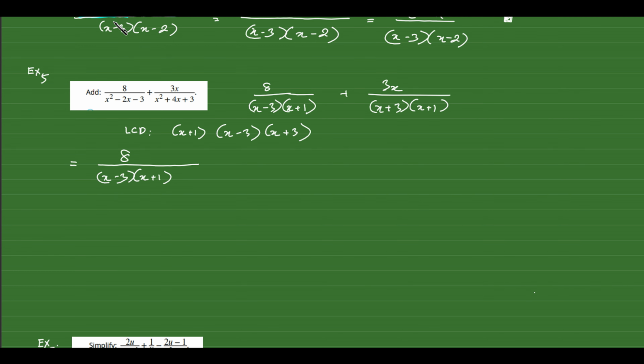So again, I'm going to use a different color. In this case, I'm missing the x plus 3.